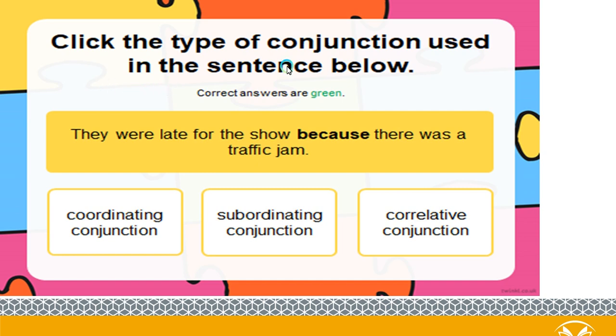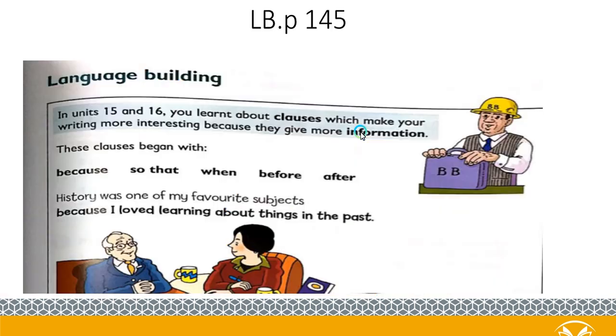Here we have to click the type of conjunction used in the sentence below. They were late for the show because there was a traffic jam. What do you think, grade 6? Which one is the correct answer? Coordinating conjunction, subordinating conjunction, or correlative conjunction? Excellent, grade 6. Subordinating conjunction. We have because.